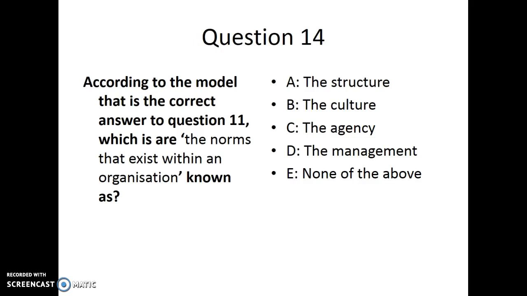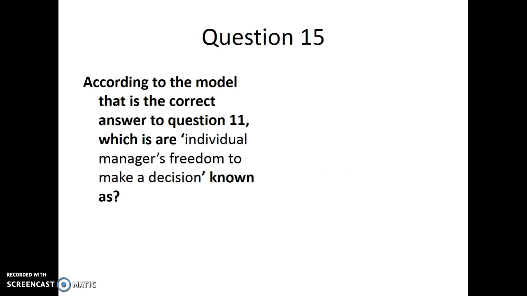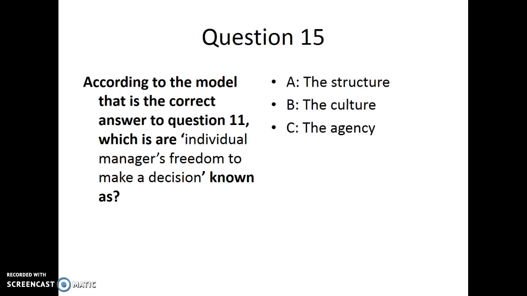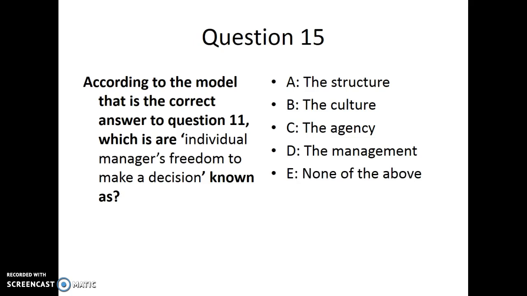Question 15. Again, according to the model, that's the correct answer to the previous questions. What is an individual manager's freedom to make a decision known as? Is it again A, structure, B, culture, C, agency, D, management, or E, none of the above?